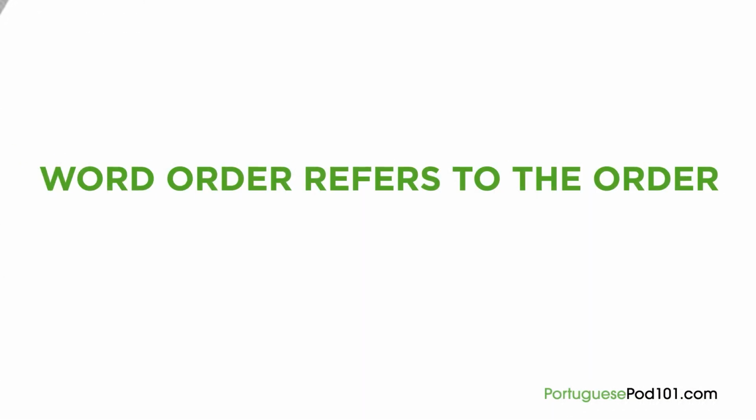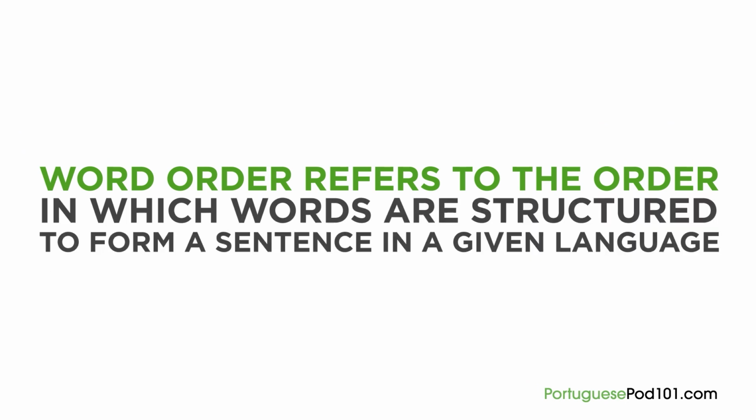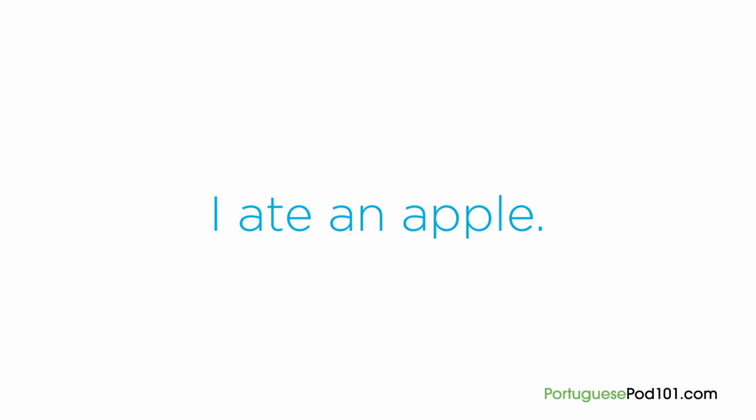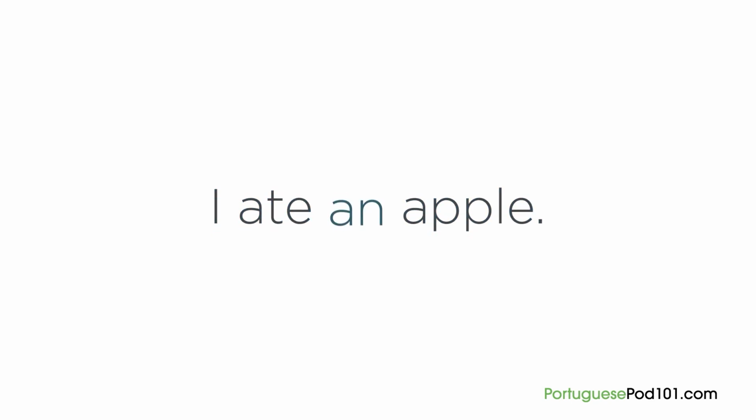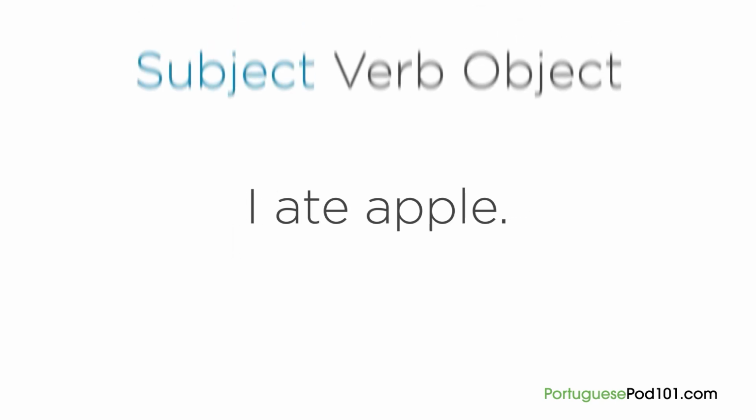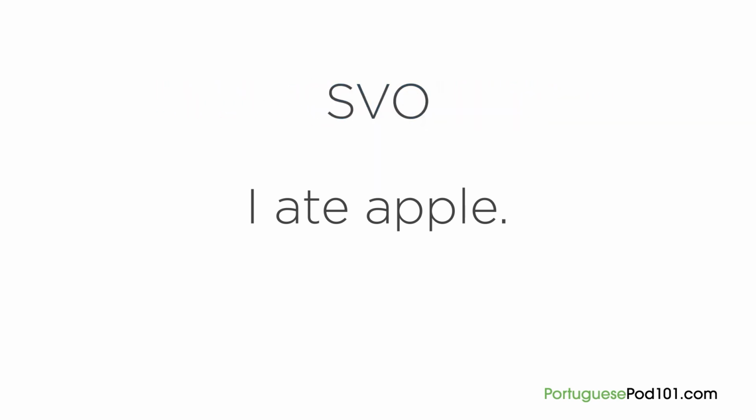Word order refers to the order in which words are structured to form a sentence in a given language. Consider the English sentence, I ate an apple. But first, let's remove the article an here for simplicity. So we're just left with I ate apple. The basic word order for English is subject, verb, object, or SVO for short. The good thing is Portuguese uses the same SVO word order.